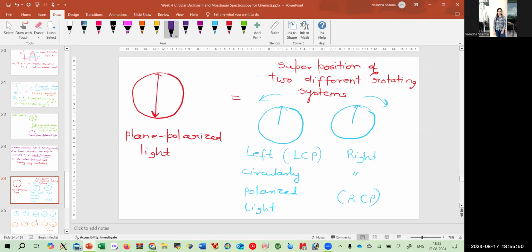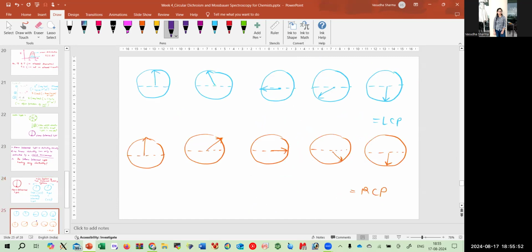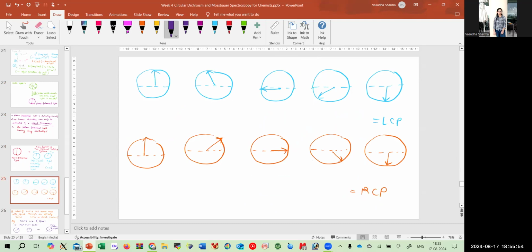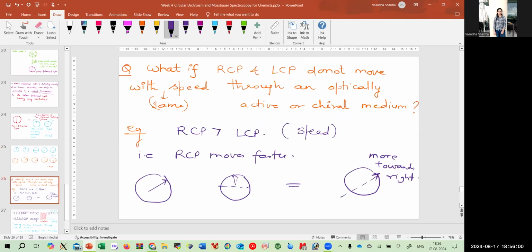One is in the left direction, another is in the right direction. And here is the movement of LCP and RCP. So depending upon its superposition, that becomes chiral in nature. So if they don't move at the same speed through an optically active chiral medium, then what will happen? We'll have a direction in one particular side of the movement.